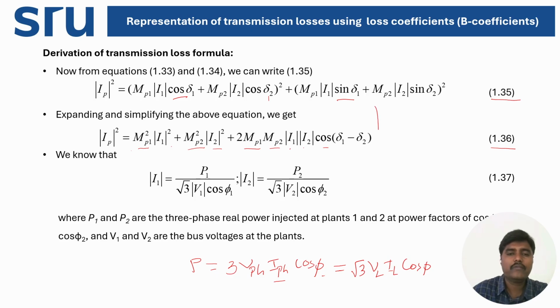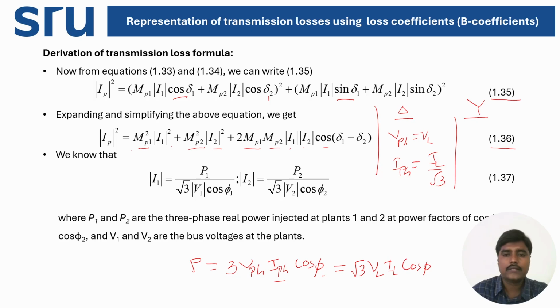Fundamentally, if it is a delta connected network, V phase is equal to VL and I phase is equal to IL by root 3. If the network is connected in star manner, then the phase voltage will become VL by root 3 and I phase will become equal to IL. So whatever may be the configuration of the network, fundamentally you can express the three-phase power as 3 V phase I phase cos phi in terms of phase values, or root 3 VL IL cos phi in terms of line values.